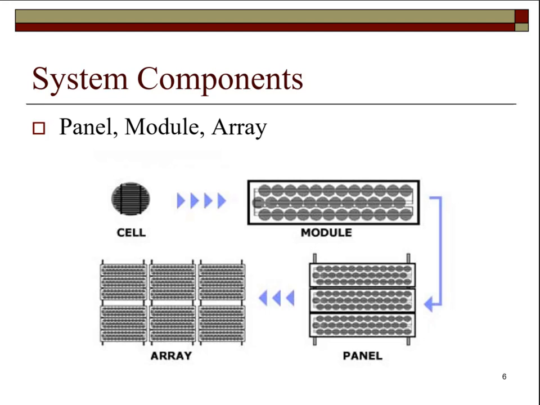Strict terminology is given here. The solar cells are combined together to form a module. Modules are assembled together to form a panel, and panels are assembled together to form an array. Sometimes the terms module and panel are used interchangeably.